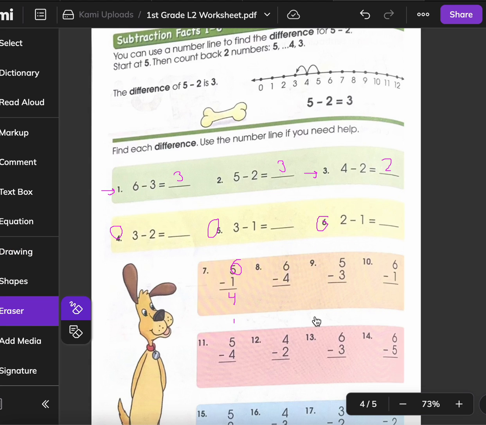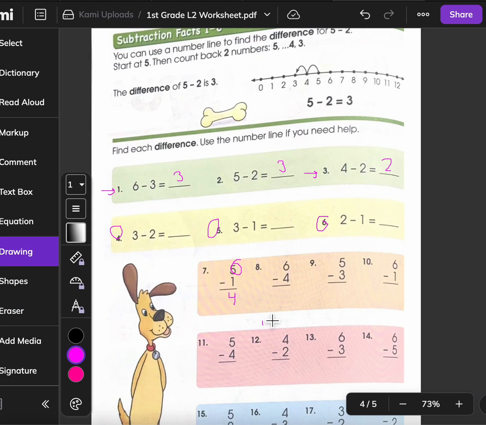Same thing if we look at number 8. I'm going to draw 1. Our given number is 6. The first number is 6. So we're going to draw 6. 1, 2, 3, 4, 5, 6. Okay? And we're removing 4. So 1, 2, 3, 4. And then we're left with 2. So our answer becomes 2. Just like that, I want you to try number 9, 10, 11, and 12.